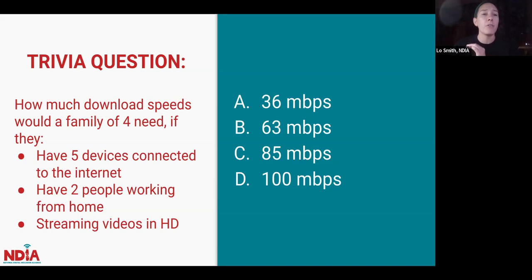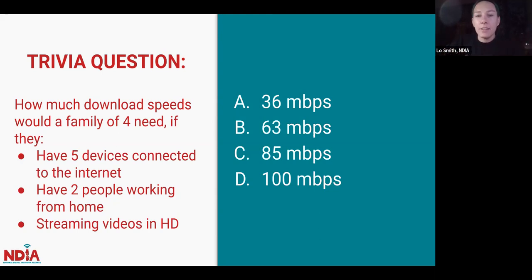So we're going to take a look at a family of 4. I'm going to use my sister's family because they are a family of 4, I'm counting my nephew who's 11 months old, but still. They have 5 devices connected to the internet. We'll say the baby monitor is one of them. And they have 2 people working from home, my sister and her husband. They're working from home, and they're streaming videos in HD because that is the only way to watch the World Cup. What speed are we in need of for downloads for this family of 4?